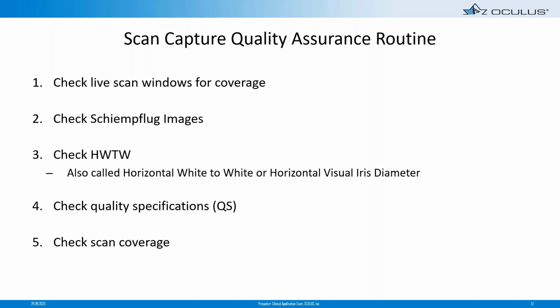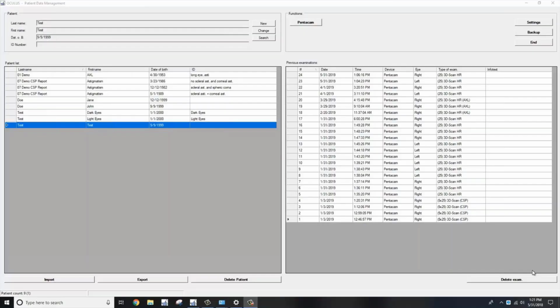This is my quality assurance routine, and this is the sequence in which I do it. Step one is to check your live scan windows for coverage. Check your Scheimpflug images. Check your horizontal white-to-white, which is derived from your iris image. Check your quality specification, and check your scan coverage. These are all points that I go through during the scan process and after, and I'll be reviewing each of these checkpoints. I'm going to show you how quick that process can be when everything goes right.